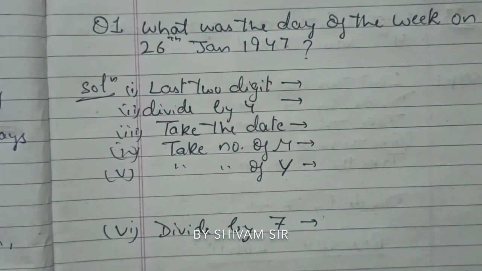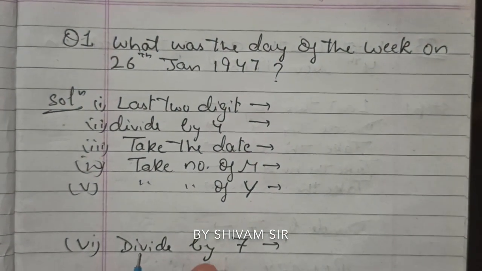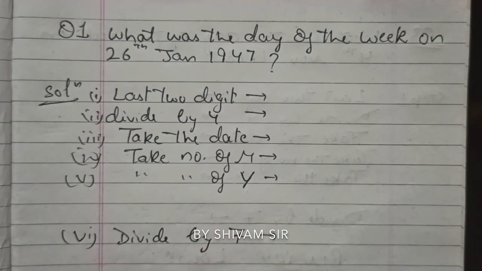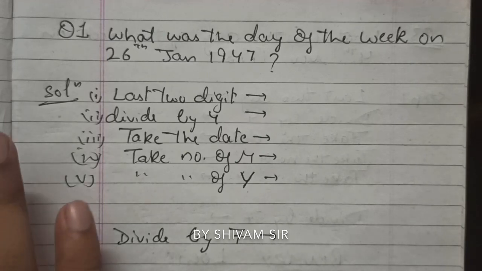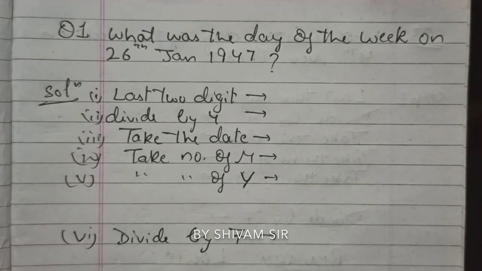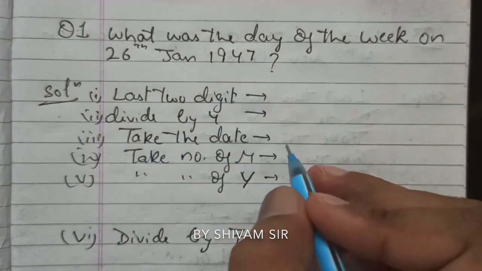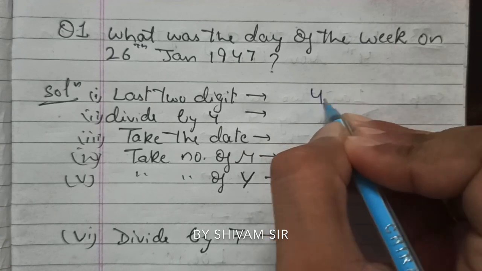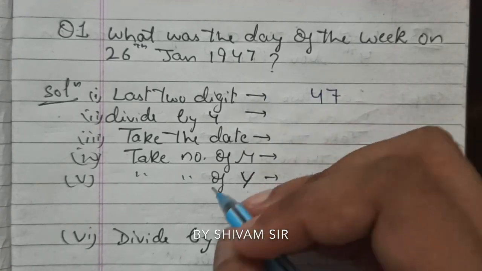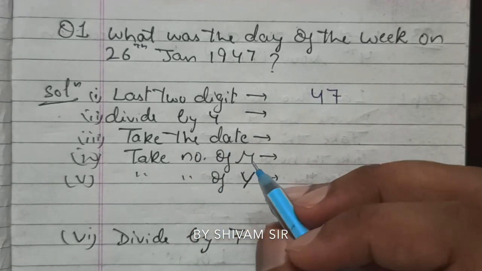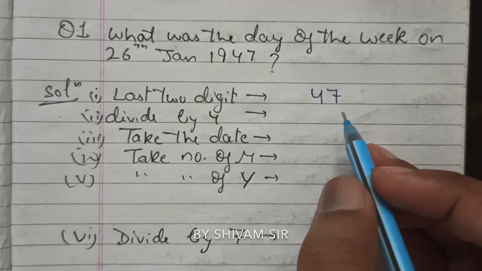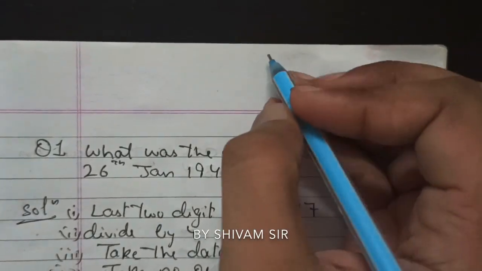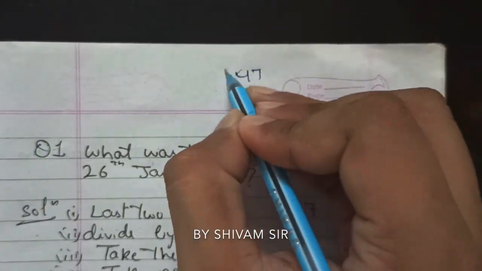Now let's try to understand it with the help of a problem. The problem is: what was the day of the week on 26th Jan 1947? Follow these 6 simple steps and we'll be able to get the answer. First, write down the last 2 digits of the year. The last 2 digits of the year are 47, right? Now divide 47 by 4. In rough space you can do it.